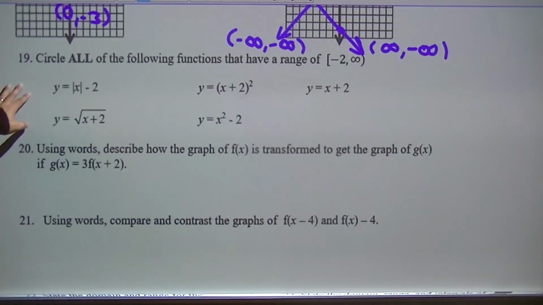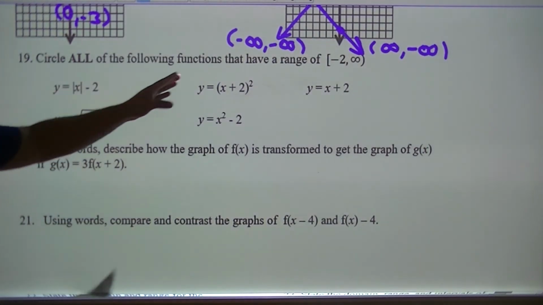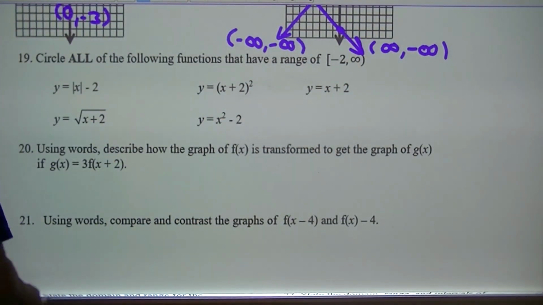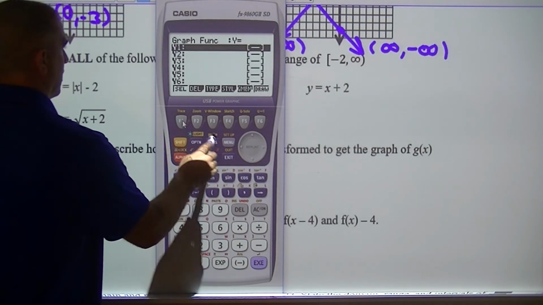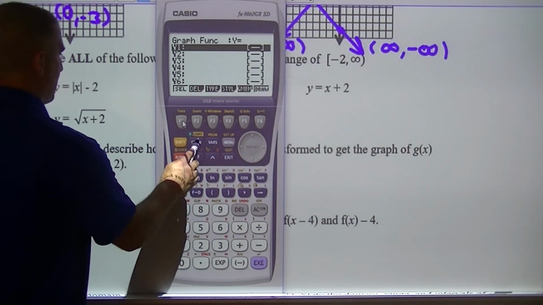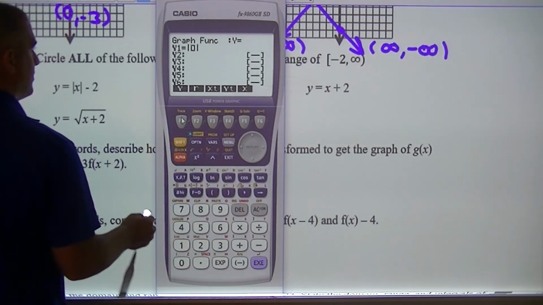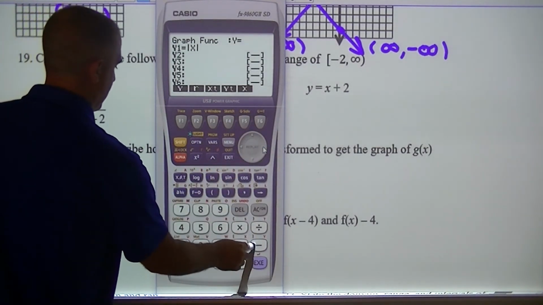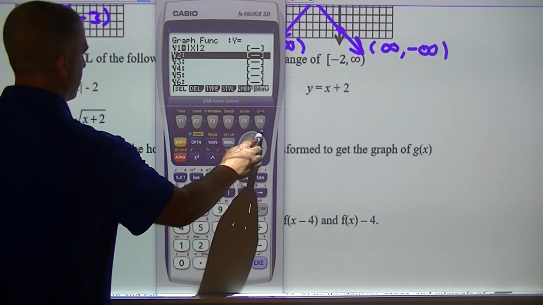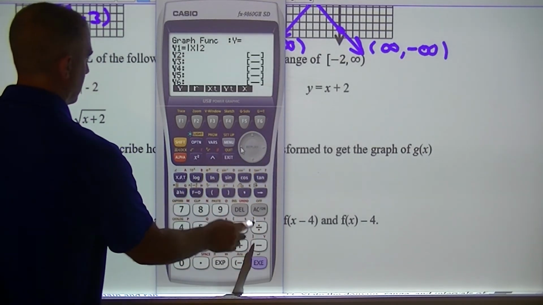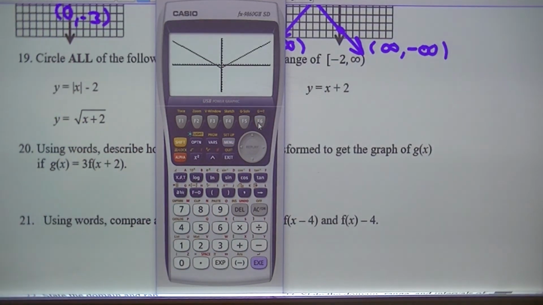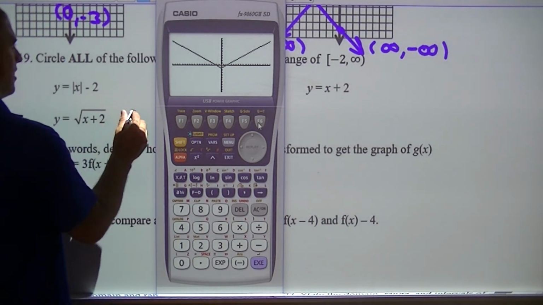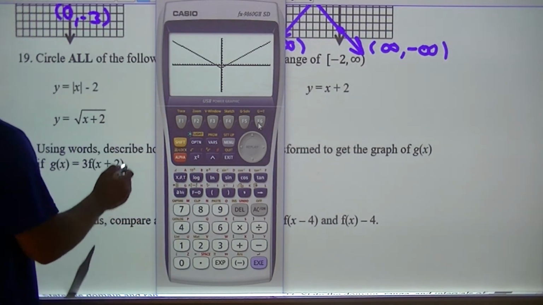Circle all of the following that have a range of -2 to infinity. So what I'm going to do to help do that is I'm going to go ahead and make a rough sketch. So I'm going to go ahead and go absolute value of x with a -2 on the outside. I'm not going to worry about overly graphing this. I'm just going to look at my anchor, which is 0, -2. So it looks like that.